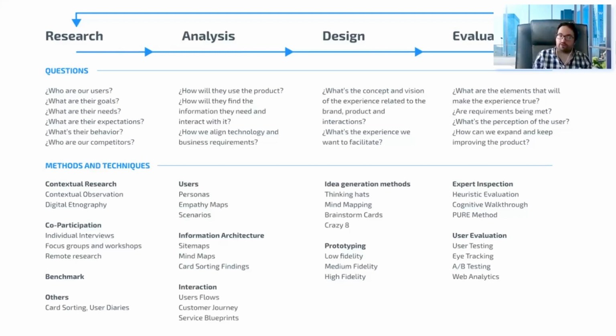And whenever you're done analyzing and gathering your findings, you finally design. You take design decisions with either idea generation methods like the thinking hats, brainstorming, crazy eight exercises, and finally creating prototypes that you can test, that you can build and say, okay, this is my hypothesis.